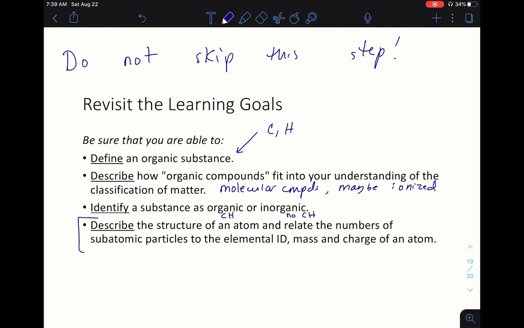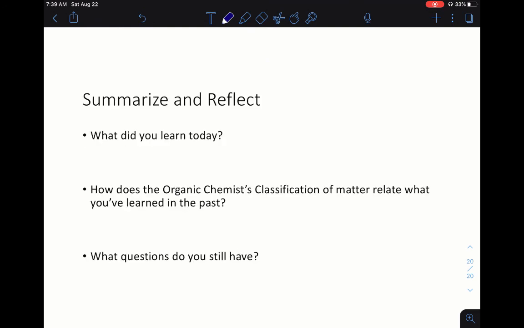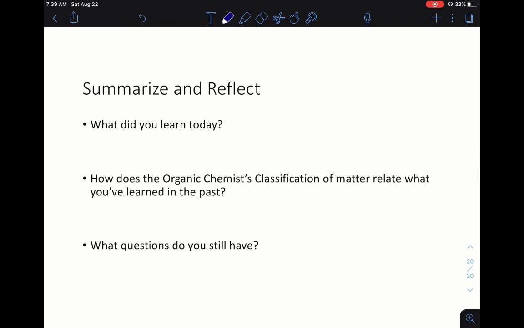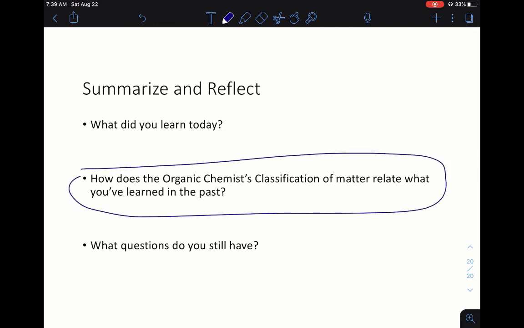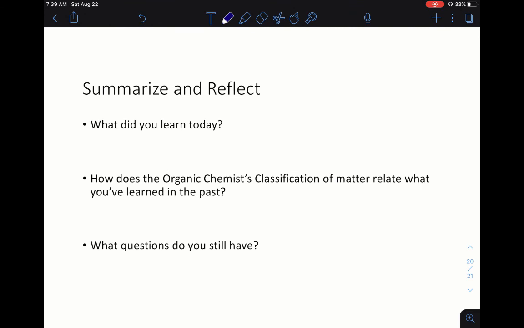This is what we did when we drew the carbon atom. The elemental identity is the number of protons, the mass is the number of protons and neutrons, and the charge of the atom has to do with the number of protons versus the number of electrons. When you have more electrons than protons, you have an anion. When you have more protons than electrons, you'll have a cation. Let's summarize and reflect. Take a moment to write down what you learned today, how it relates to things you've learned in the past, and finally, what questions you still have.